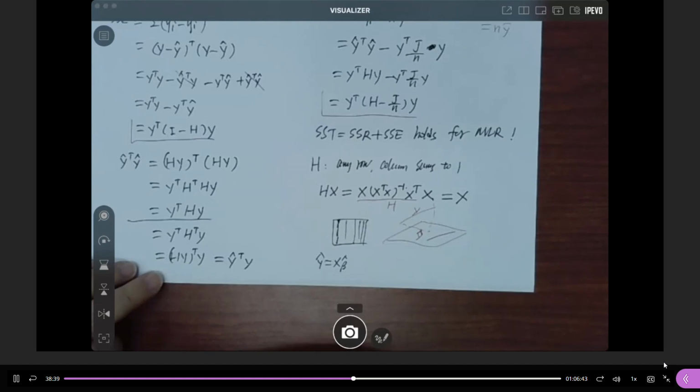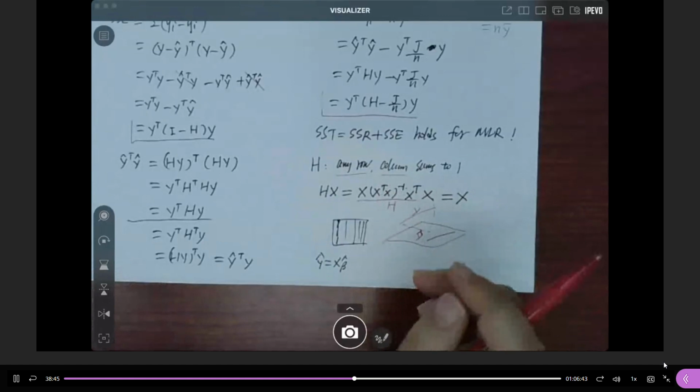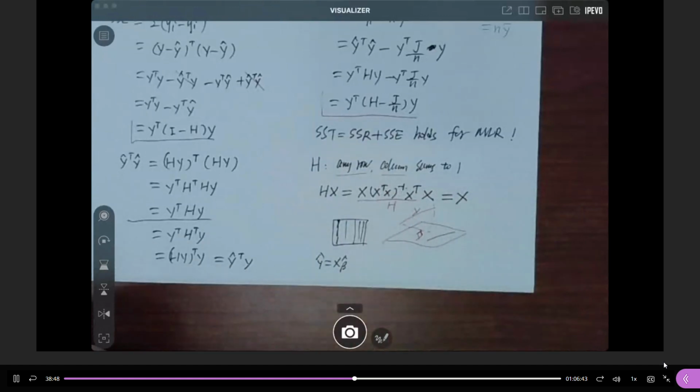So how does this property help us prove that any row sums to 1 and any column sums to 1? How does that help?